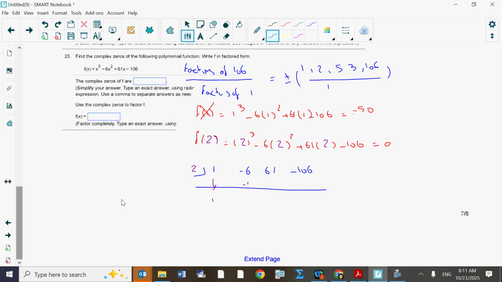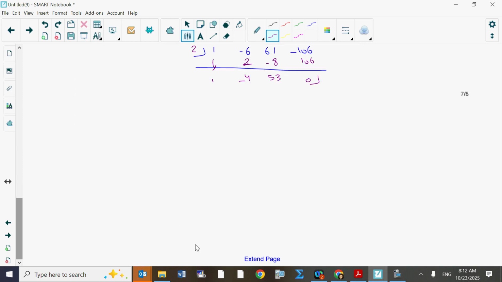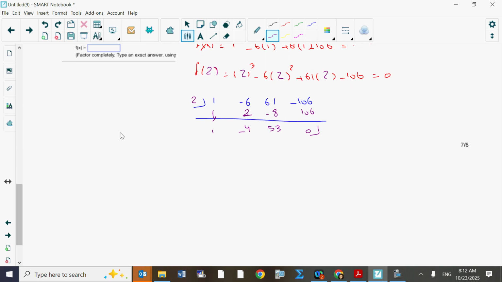Now I'm going to divide by x minus 2, using synthetic division. So 1 bring down, times 2 is 2, plus negative 6 is negative 4. This will be negative 8, and it's equal to 53 here, times 2 is 106, and it's 0. So the remainder is 0. Yes, f of 2 is equal to 0. That confirms that 2 is a zero of the function. Now, what is the other factor of the function? I know the first one was x minus 2. The other one is going to be 1 times x to the power of 2 minus 4 times x plus 53. So these are the two factors of the function.